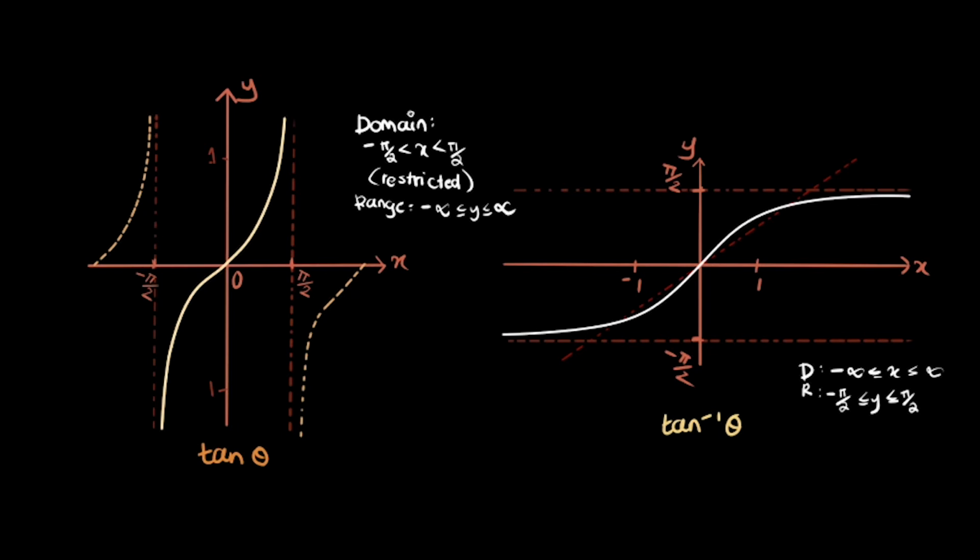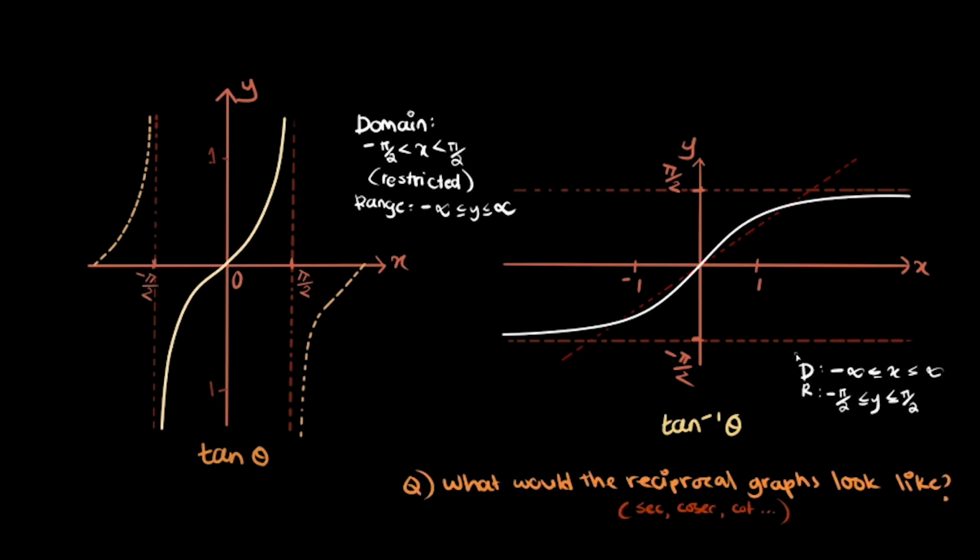Before we move on, here's a question for you guys. What would the graphs for the reciprocals look like? That is, the cosec, sec, and the cot graphs? Try to think of the graphs yourself. We'll go over them in the next video.